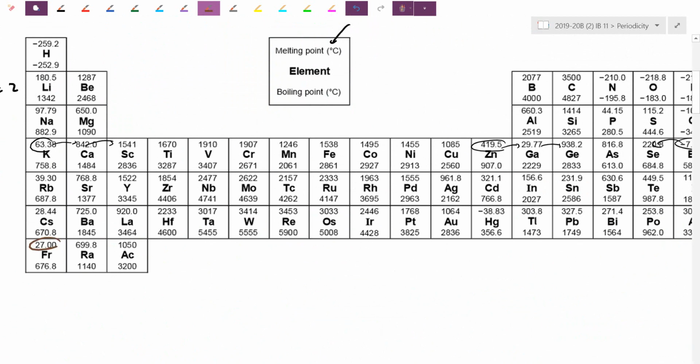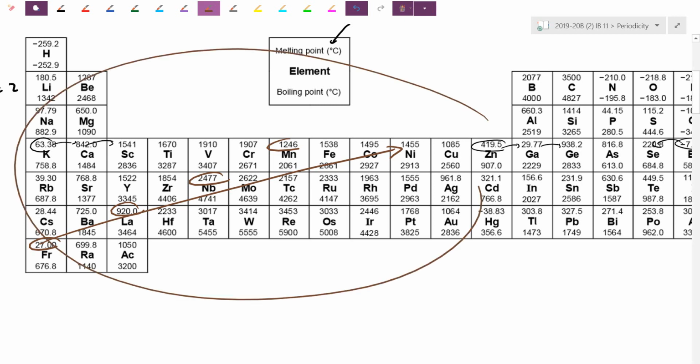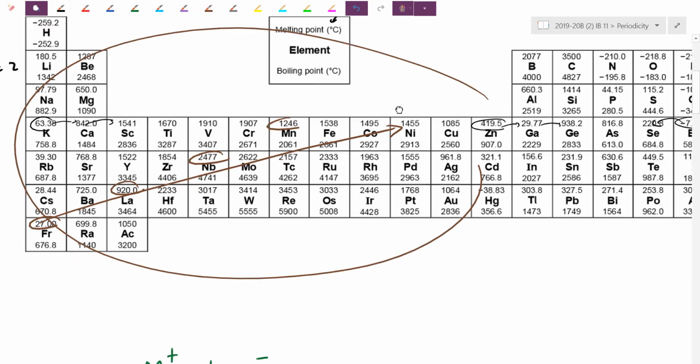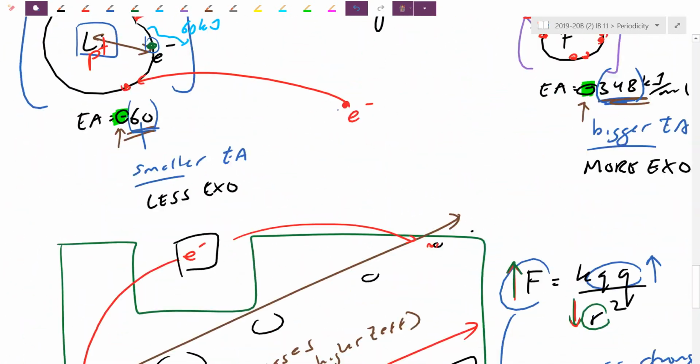Starting with something that's really big, francium here already melts at 27, but as I head this way on the table, I get 920, 24.7, 1246. It ends up increasing as I go towards the middle. This is only true for the metallic bonding part, though. Now let's switch over to the nonmetals and the London forces.